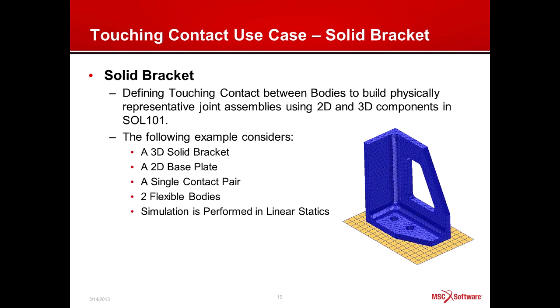As part of this presentation, you'll be able to download some workshop-type files for glued contact and touching contact. This is an example of how to set up a 2D to 3D contact bracket, very similar to the one I had on the previous page, and you'll be able to download the example files and reproduce it on your end with Nastran.